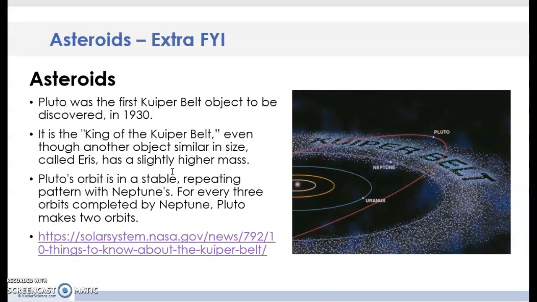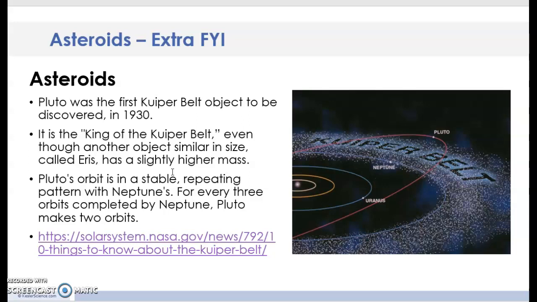Okay, some interesting facts about Pluto. Since we don't consider it a planet anymore, I still kind of wanted to give you some information on it. It's called the King of the Kuiper Belt, and there is another asteroid out there that's considered a dwarf planet too. Its name is Eris. But today we're just going to talk about Pluto.